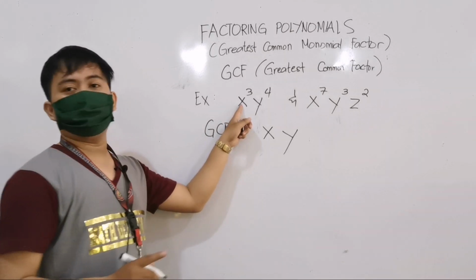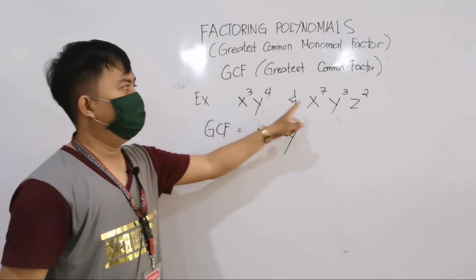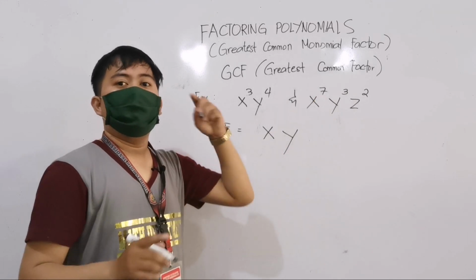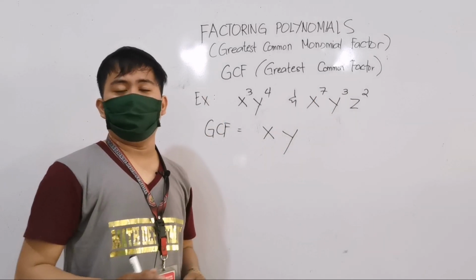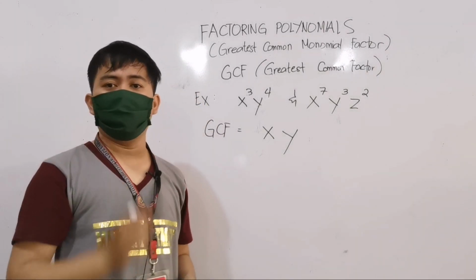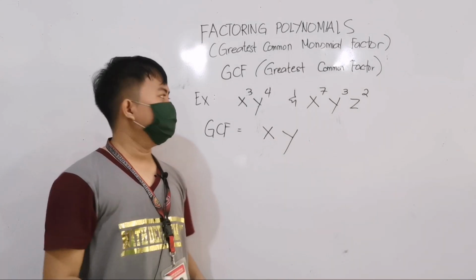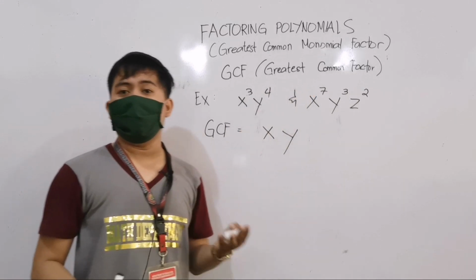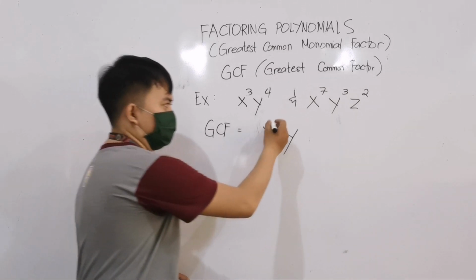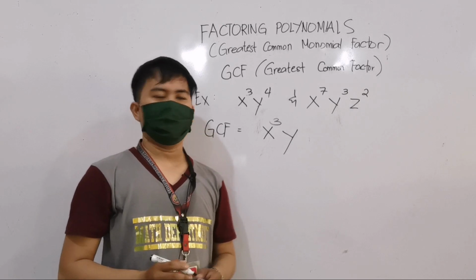Unang tingin sa first polynomial, exponent niya is 3. Sa pangalawang polynomial, ang exponent niya is 7. Common factor of polynomials, you must get the least exponent of the variable. The least, ibig sabihin, yung pinakamababa. 3 and 7, alin sa kanila ang mas mababa? Of course, 3, correct. Ibig sabihin, x cubed dyan, or x raised to the power of 3.